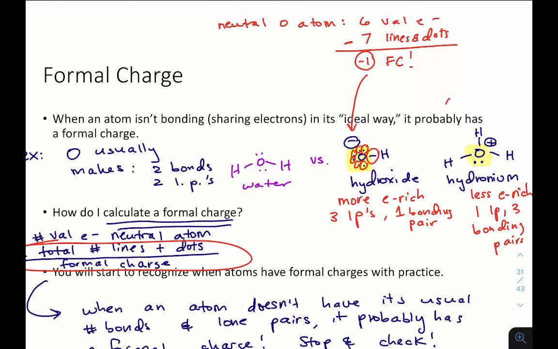All right, for the oxygen in hydronium, same deal. 6 is the number of valence electrons for a neutral oxygen atom. And then count the lines plus dots: 1, 2, 3, 4, 5. 6 minus 5 is +1. That is the formal charge on that oxygen atom. And again, the 1 is implied.